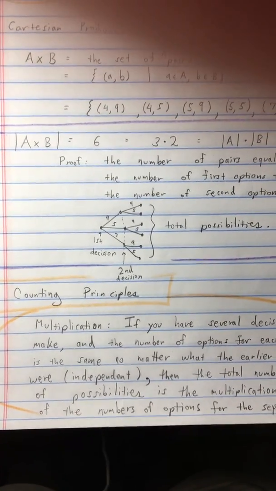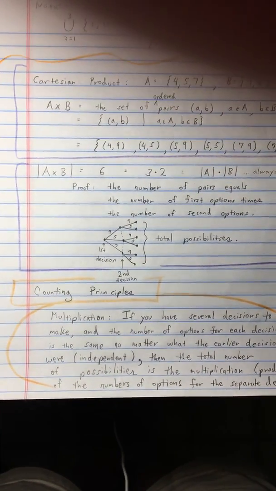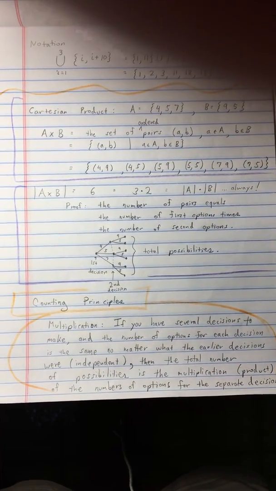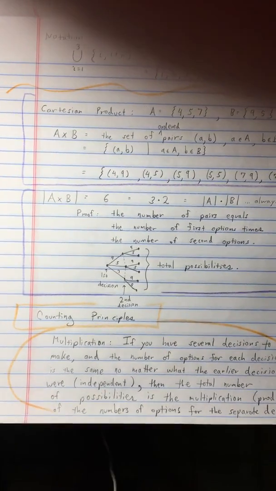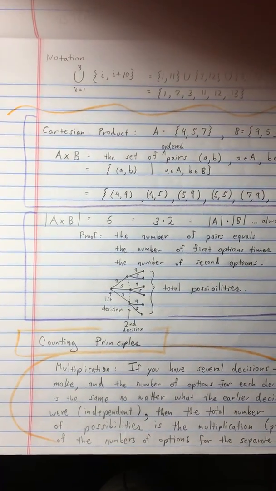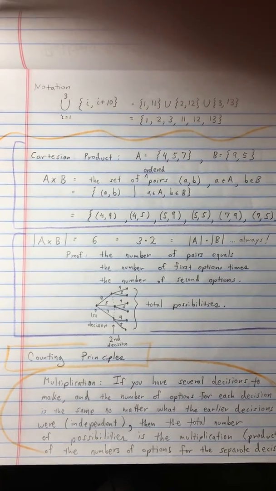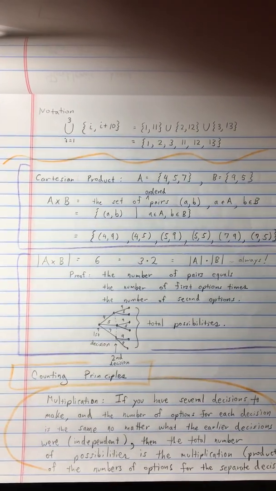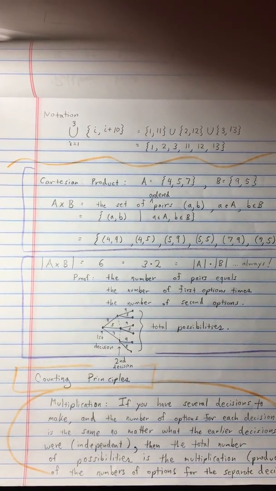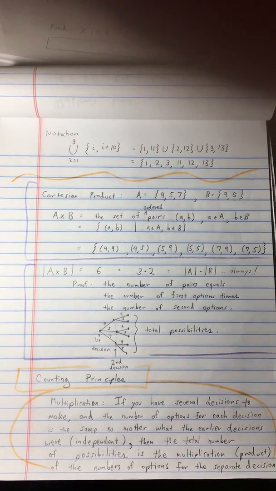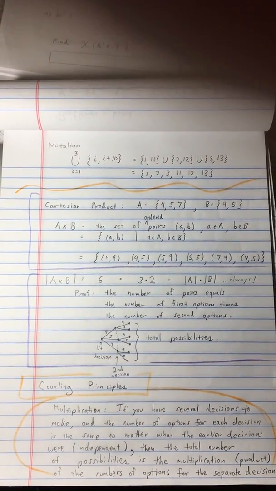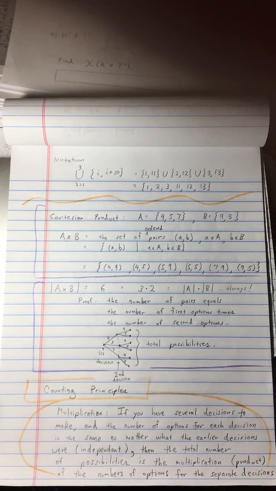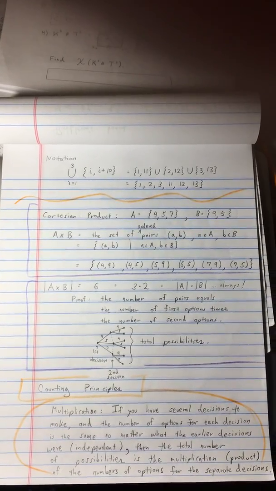This segues into our whole next chapter, basically. Counting principles. The first counting principle, now we have an example of it, is the multiplication principle. If you have several decisions to make, and the number of options for each decision is the same, no matter what the earlier decisions are, we say they're independent, then the total number of possibilities is the multiplication or the product of the numbers of options for the separate decisions. And then we'll see some nice examples of that applied to real-world situations.